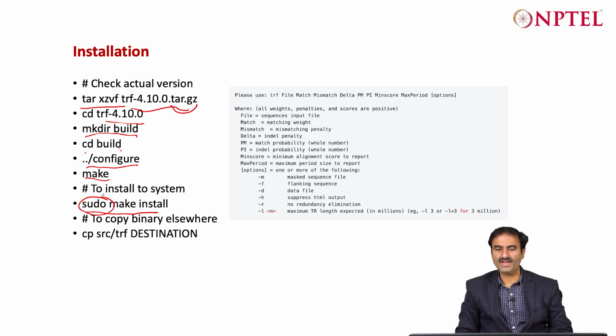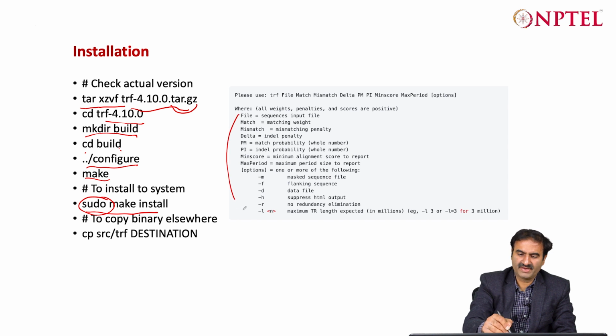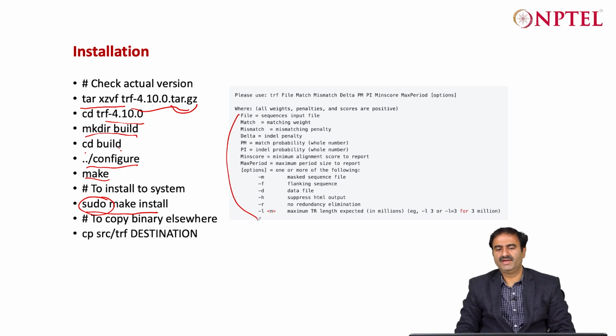Then you can use the program. It's a simple command line program. So you can give an input file and other parameters, like what the mismatch penalty is, indels, insertions and deletions you want to allow, the minimum score or minimum threshold for which you can accept a repeat, whether you want a masked file as the output, and the flanking sequence of the repeat.